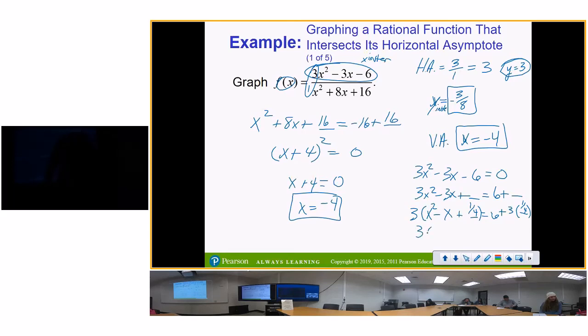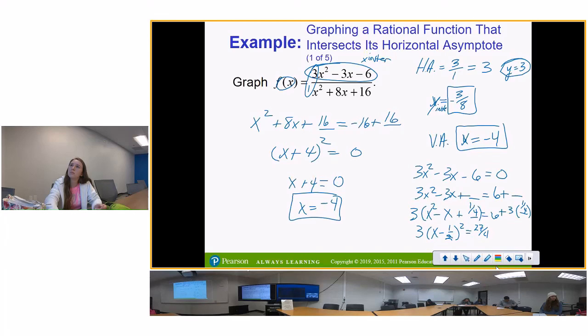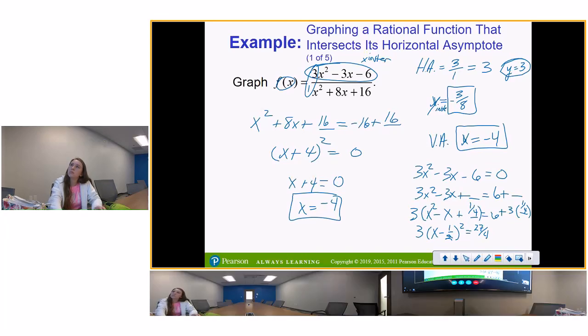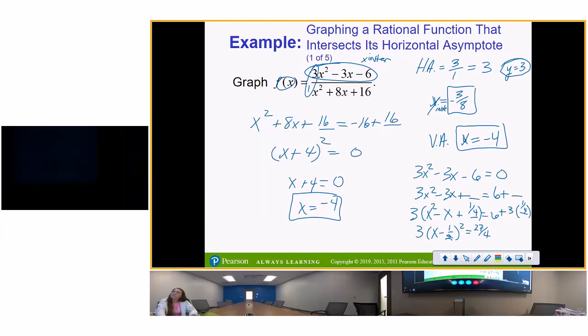3 times x minus 1 half quantity squared is equal to 6 plus 3 fourths, which will be 24 fourths plus 3 fourths, 27 fourths. Somebody check my math. How many fourths is 6? 6 times 4 is what? 24 fourths plus 3 fourths is 27 fourths. Thank you for checking me.